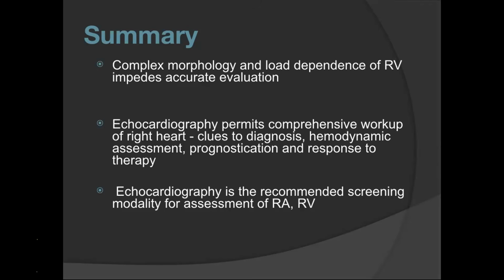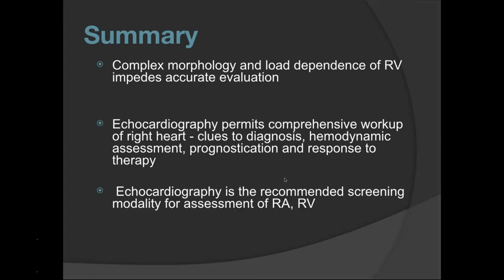So to summarize, RV has a complex morphology, no doubt, but we are moving towards better evaluation, with clear numbers and clear cutoffs being given by guidelines. Echocardiography is the best modality for looking at RV abnormalities. So we should include our right heart evaluation in all our echo reports. It gives a clue to the diagnosis. Not only that, it adds to the prognostic value of even left-sided heart diseases, and we can use it for looking at the response to therapy also.